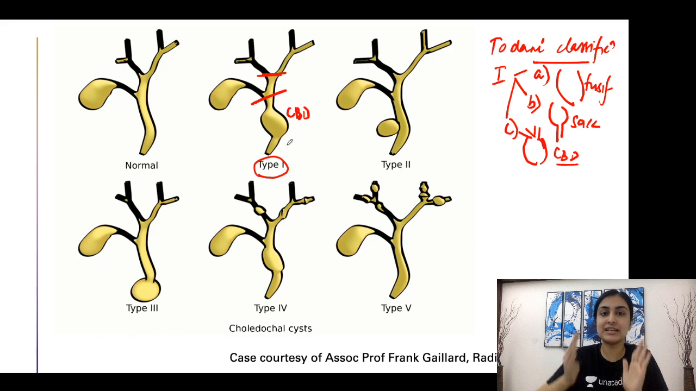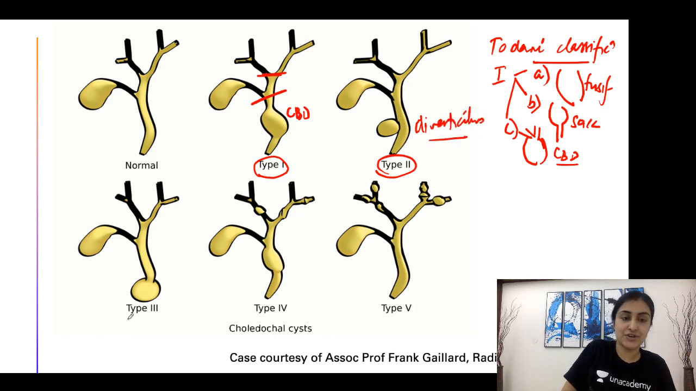Just if you know that there is fusiform dilatation should also suffice. Okay, then we have the type 2 where we have a diverticulum. I have a diverticulum in the supraduodenal CBD. Alright, so you see this diverticulum outpouching of the CBD. This diverticulum is the hallmark of type 2 choledochal cyst.